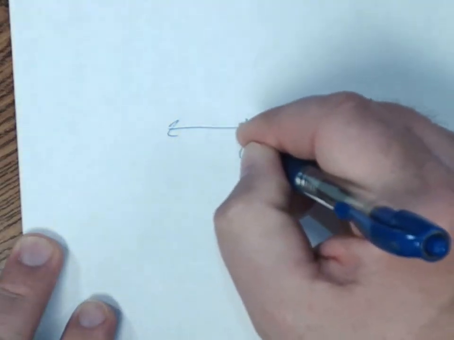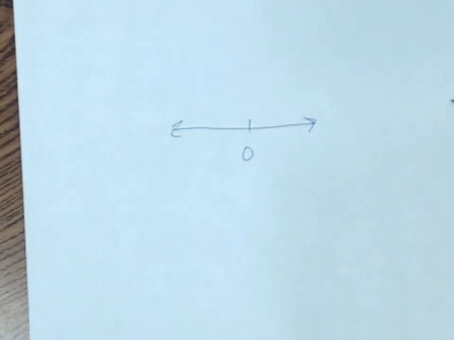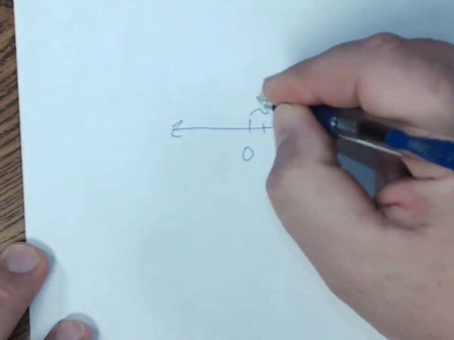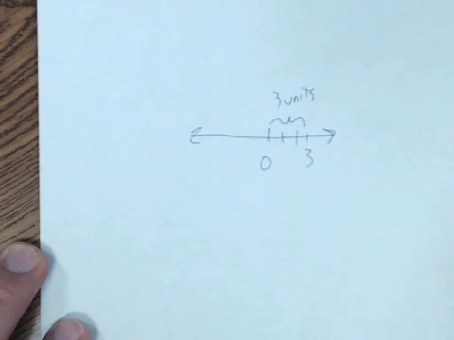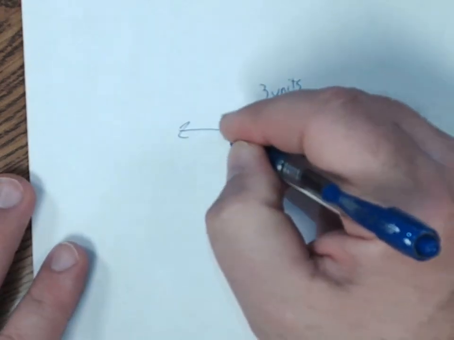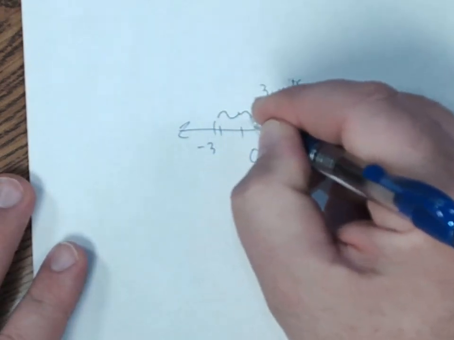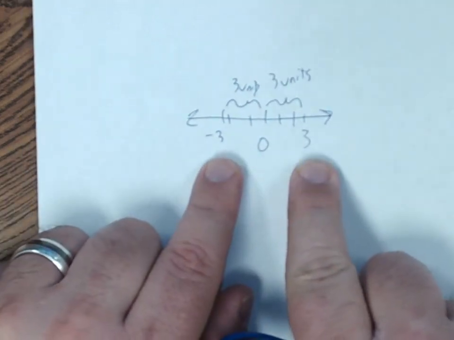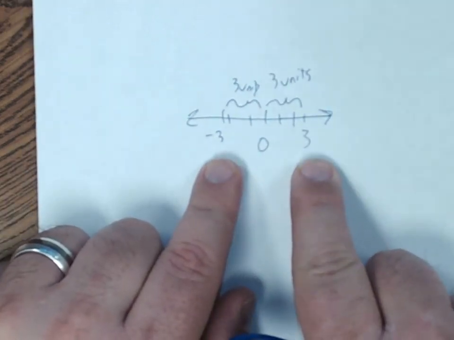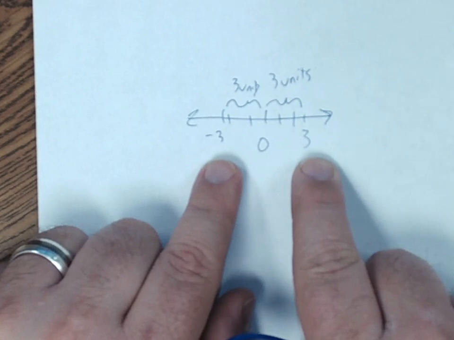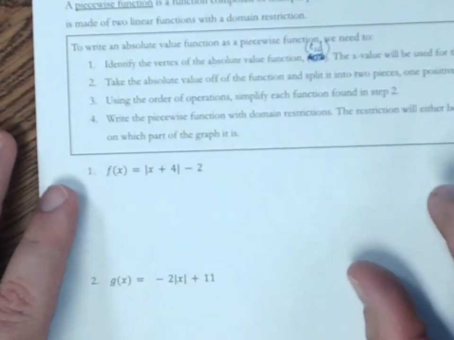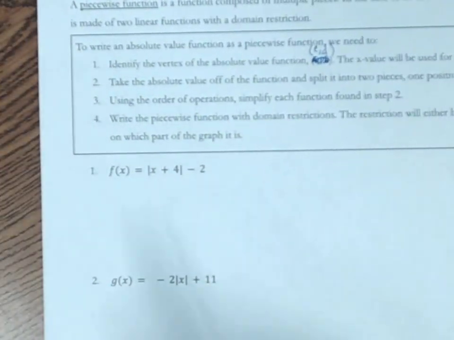For example, if I asked you what number was 3 units from 0, you would probably tell me positive 3, because that is absolutely 3 units. 100% true, but you know what? Negative 3 is also 3 units away. So both of these numbers are 3 units away, which means both of these numbers have an absolute value of 3. So when we're looking at absolute value equations, we have to consider all possibilities.